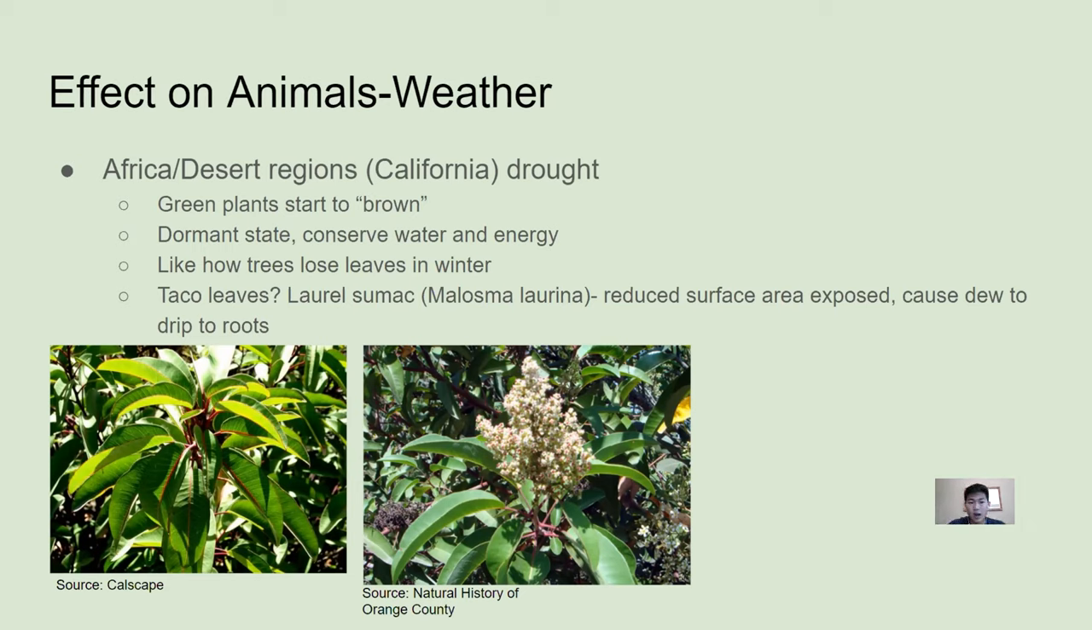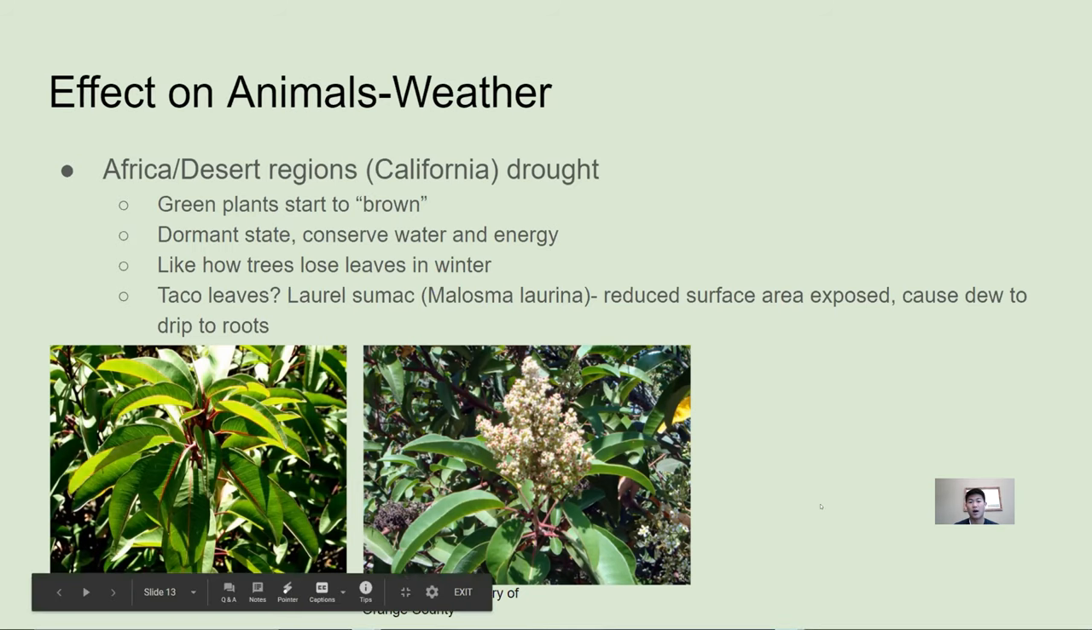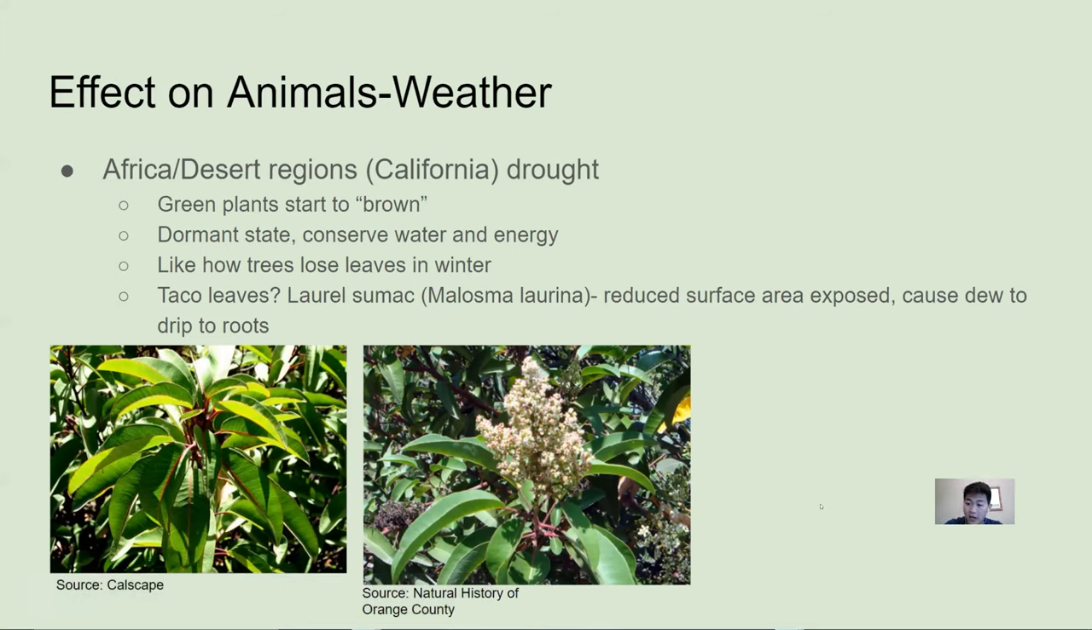And so because of the decrease in water, this causes green plants to turn brown in a lot of desert regions. And the reason they turn brown is that they want to go into a dormant state and conserve energy and water. Because if they didn't, a lot of their water and energy would be taken away by the sunlight, because the sun evaporates that water, and it's a lot harder for these plants to keep the water in the plant, because the sunlight would try to evaporate the water out of the plant.